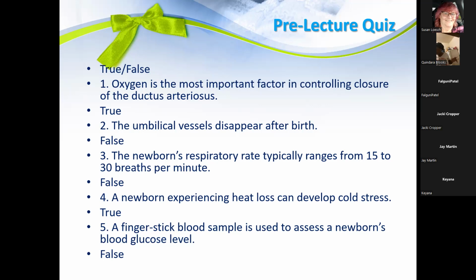The ductus arteriosus, the ductus venosus, and the vessels that were vital during fetal life are no longer needed. After respirations are established in the newborn, they're going to be shallow, irregular, ranging from 30 to 60 a minute with short periods of apnea, usually less than 15 seconds. And newborns can experience heat loss through all four mechanisms, ultimately resulting in cold stress.